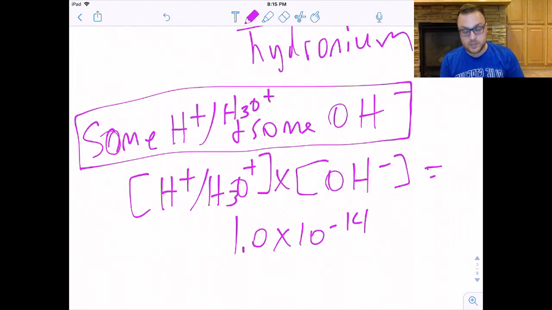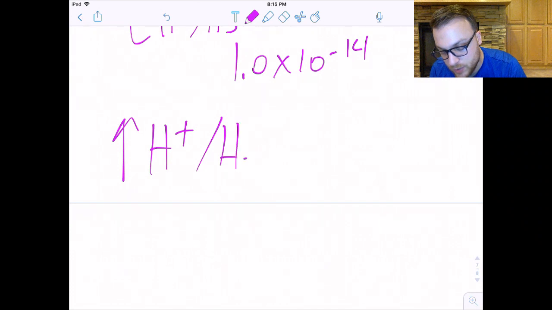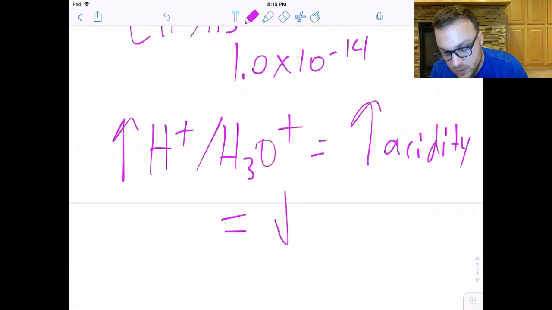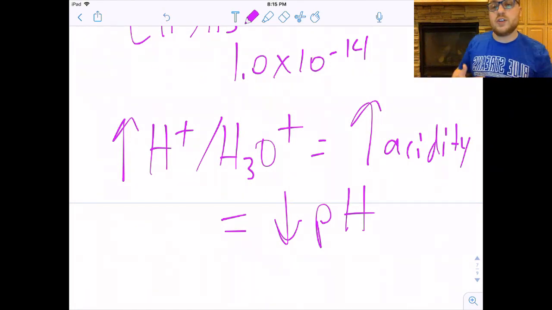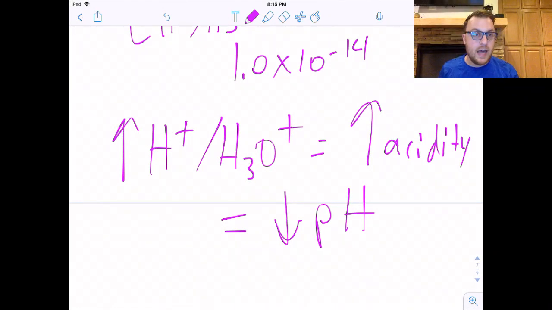So as you increase H plus and H3O plus, that means you're increasing the acidity, which results in a lower pH, because acids have a low pH. So as the concentration of your H plus goes up, the value of your pH is going to go down, because as you increase H's and H3O's, you're increasing how acidic your solution is, which means the pH of your solution is going to get smaller.